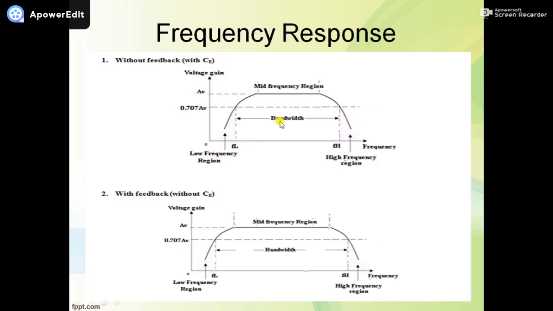For both these graphs, we need to use a semi-log graph. In the semi-log graph, we will get the idea of how to calculate and measure the voltage gain and bandwidth, that means FH minus FL, in both the without feedback and with feedback circuits.